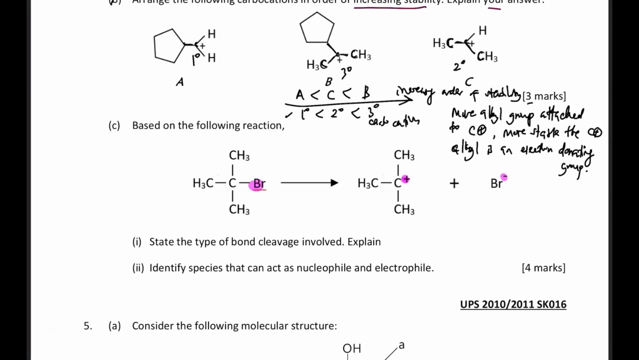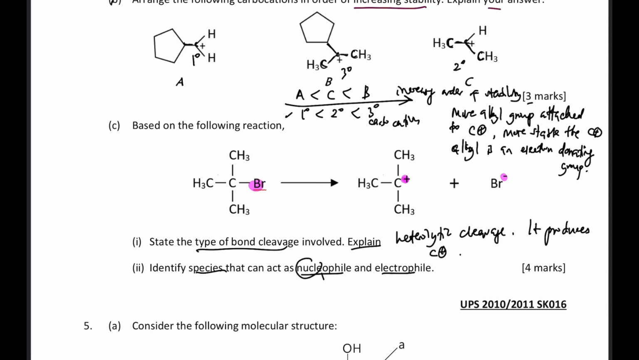C. Based on the following reaction. Okay. Kita tengok apa ini. Oh, ini Br minus. State the type of bond cleavage. Asal dapat ion-ion ini adalah heterolytic cleavage. Okay, explain kenapa it produces carbocation ion. Simple. Okay, habis.